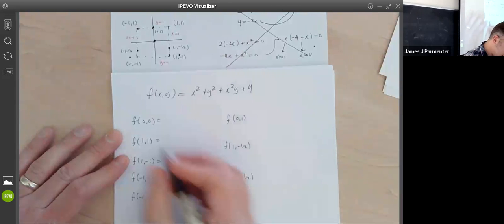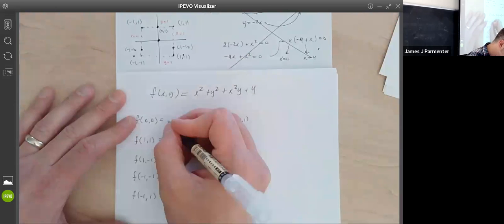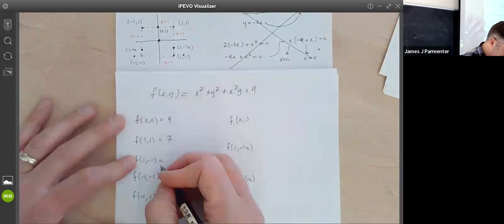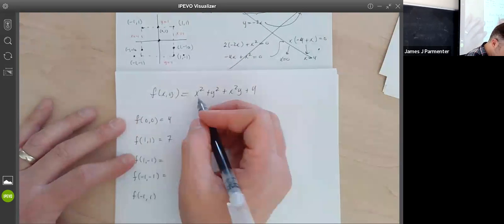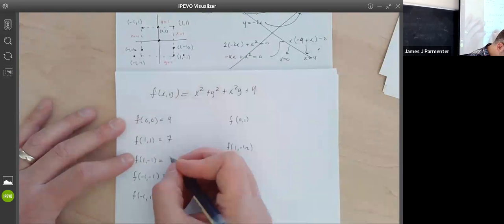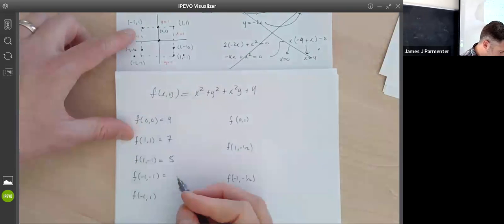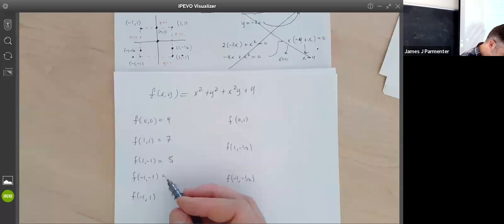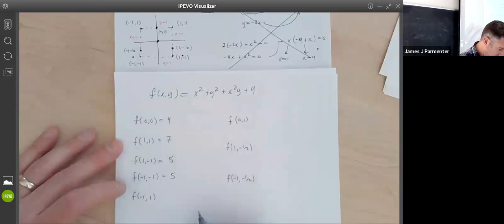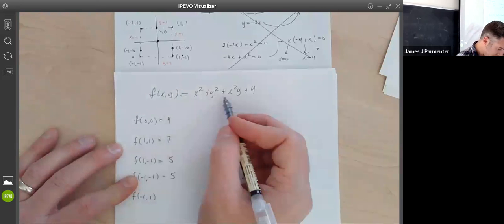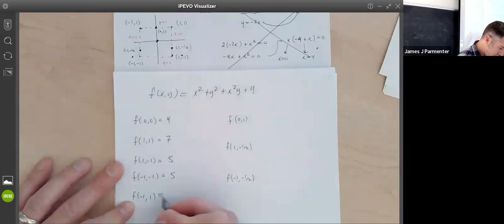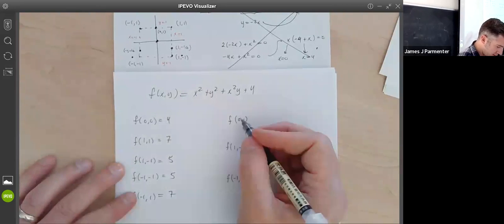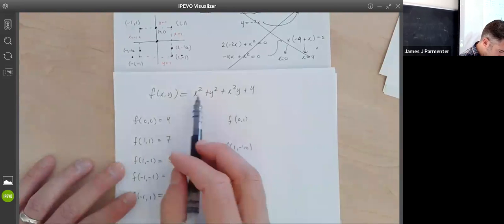All right, so 0, 0, we're going to get 0 plus 0 plus 0 plus 4. 1, 1, we're going to get 1 plus 1 plus 1 plus 4. 1, -1, we have to be a little more careful here. We're going to get 1 plus 1 minus 1 plus 4. That's going to be 5. In fact, we already know that whenever y is -1, it should be 5 because that's what we saw when we plugged in -1. So this one should also be 5 right off the bat. 1 plus 1 minus 1 plus 4. Yep. And then -1, 1, we're going to get 1 plus 1 plus 1 plus 4. 0, 1, we're going to get 0 plus 1 plus 0 plus 4.